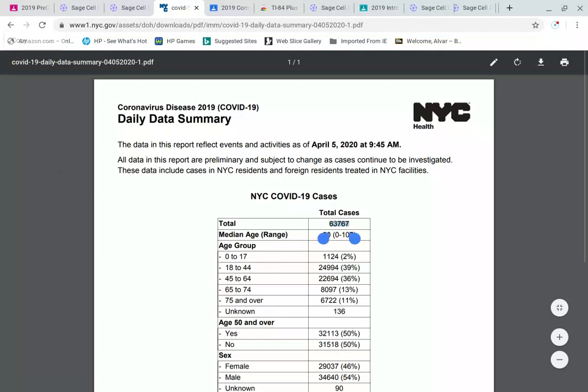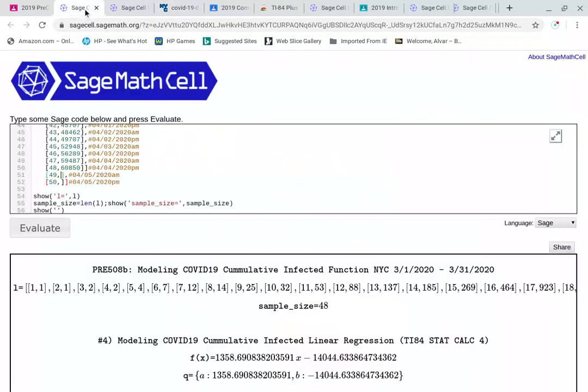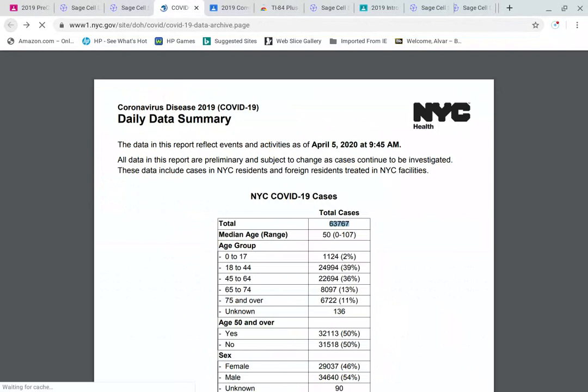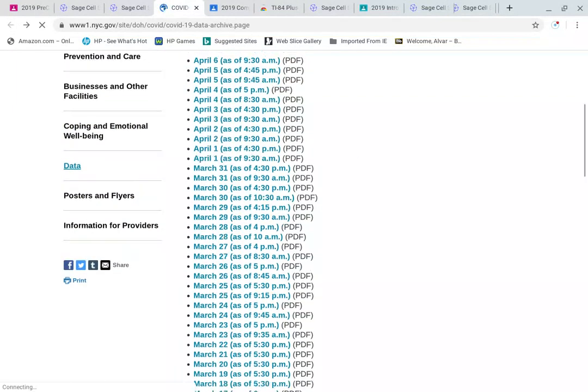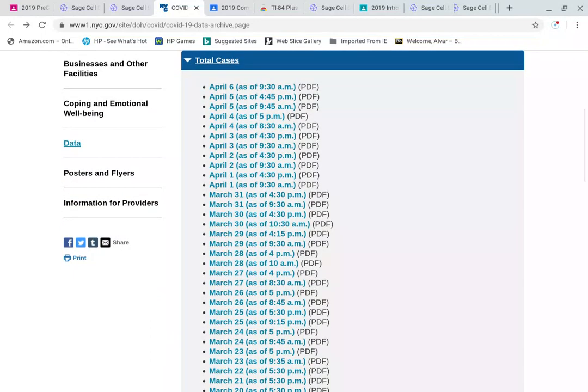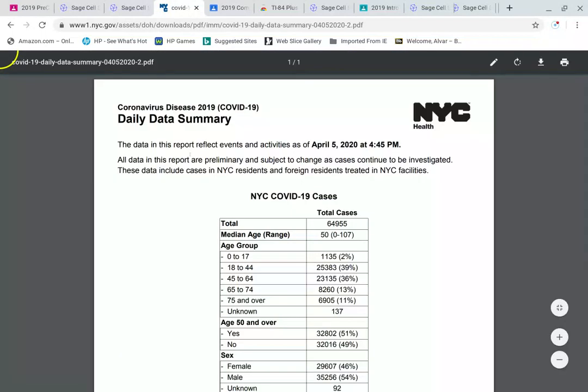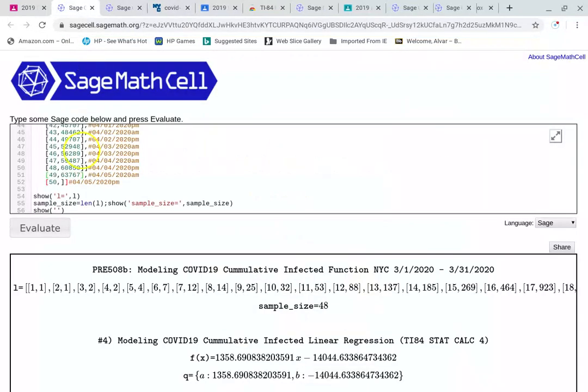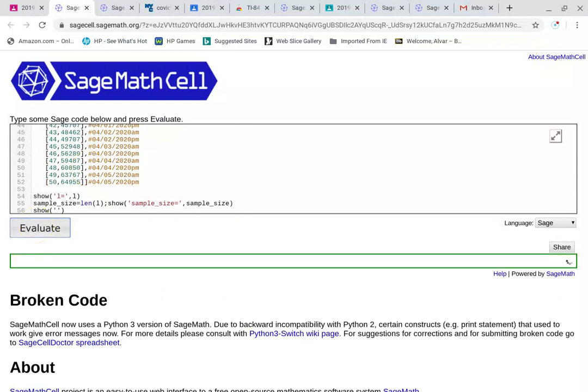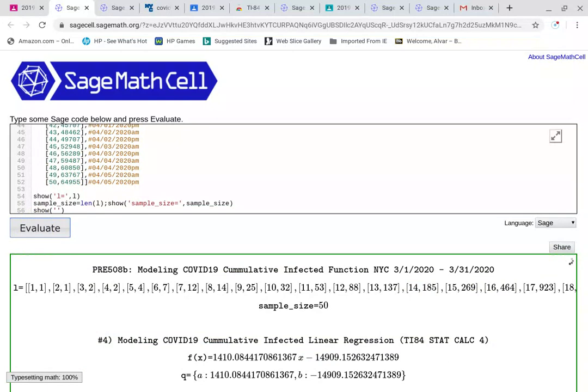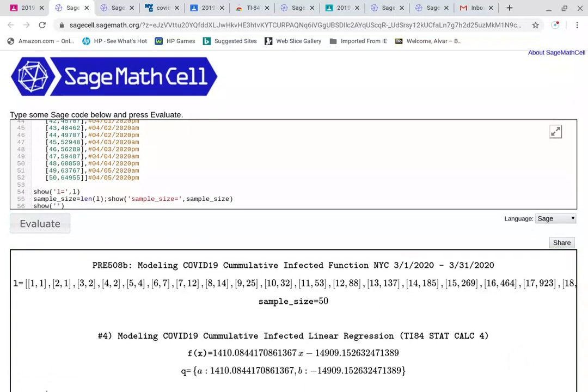Let's copy that over. Okay, good. And copy this over, right here, and make this a comma. There you go. All right, sample size is 50 now because we added 8 more days, or 16 more data points, AM and PM, right?